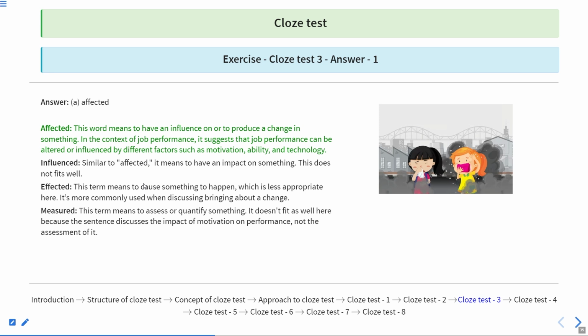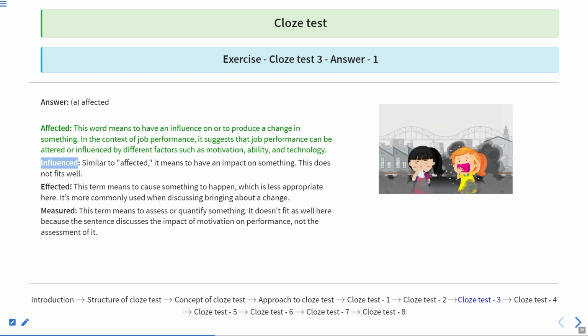The word affected means to have an influence or to produce a change in something. In the context of job performance, it suggests that job performance can be altered or influenced by different factors such as motivation, ability, and technology. It cannot be influenced because influence means similar to affected. It is quite similar, but it means to have an impact on something. It does not fit in well with these other sentences.